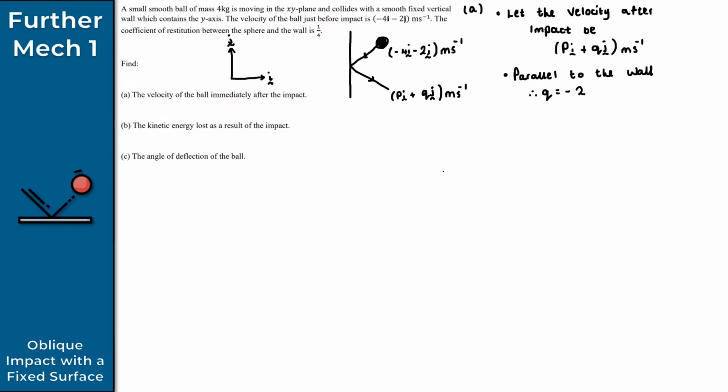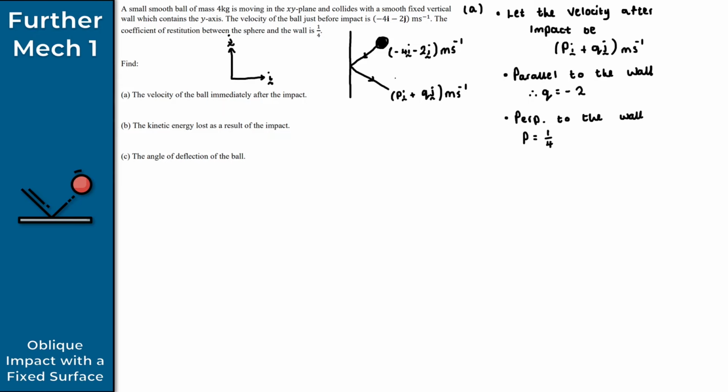And then what about perpendicular to the wall here? So perpendicular to the wall, I'll just call this perp to the wall here. Just see me writing this out in full. So perp to the wall then. Well, if it's perpendicular to the wall here, in this case, P will be equal to, so we need to take into account here the coefficient of restitution between the sphere, or the ball here, and the wall. That's 1 over 4. So we take that as 1 over 4.